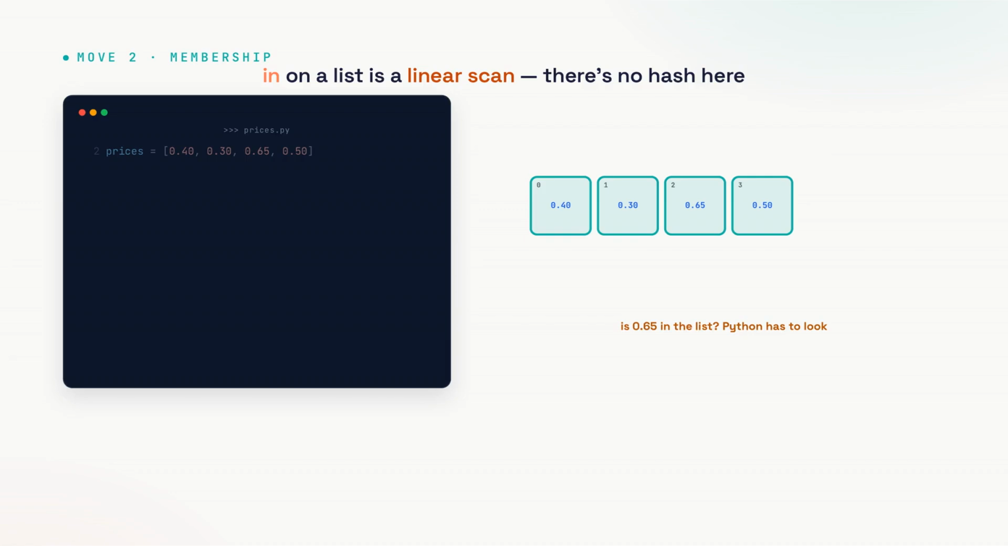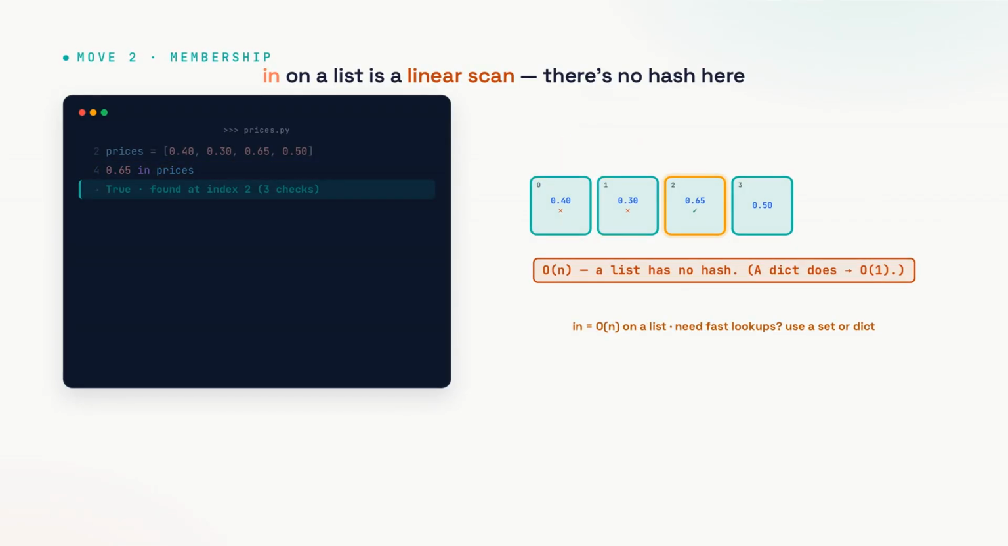Move 2, membership. Is 0.65 in prices? Python has to actually look. It checks bin 0, nope. Bin 1, nope. Bin 2, yep. 3 checks to find it. If the value weren't there, it'd check every single bin.